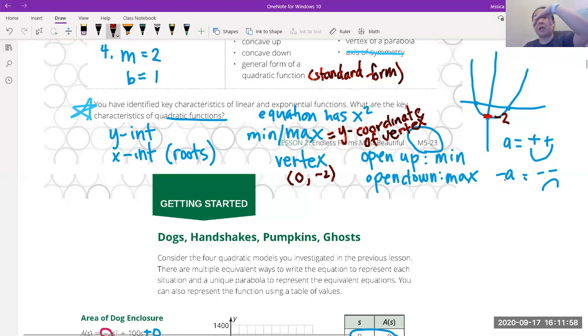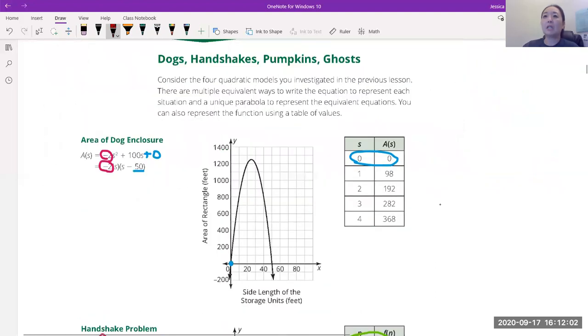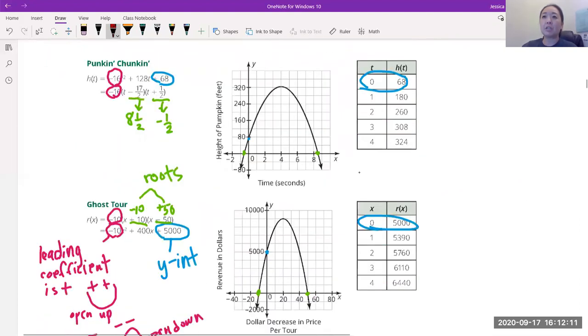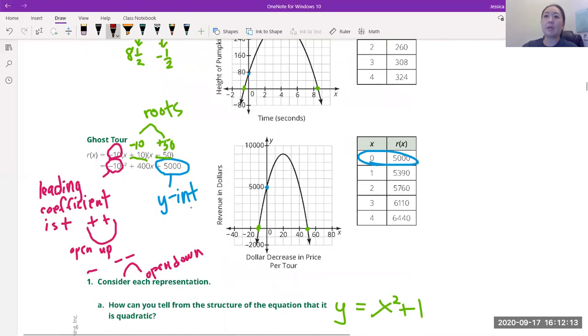It flips it over, and it just goes down this way because it's negative. All right, so we did a lot of trying to see different patterns and how these equations are connected to these graphs, as well as the tables. A few things to note. I'm just going to go over this one right here.